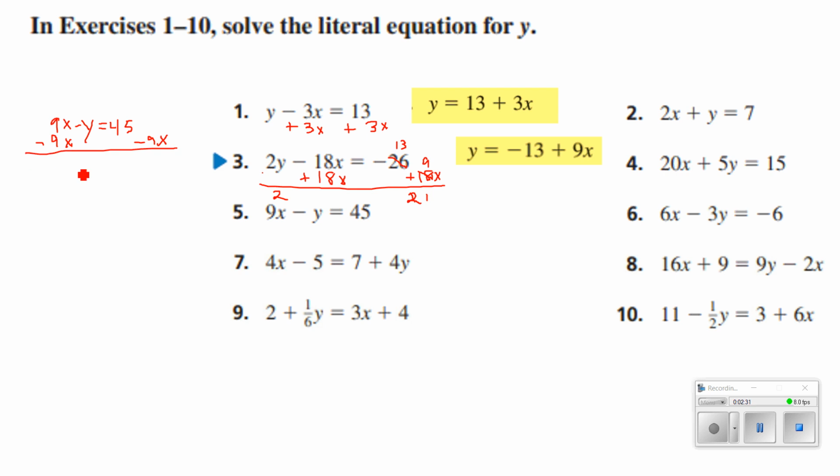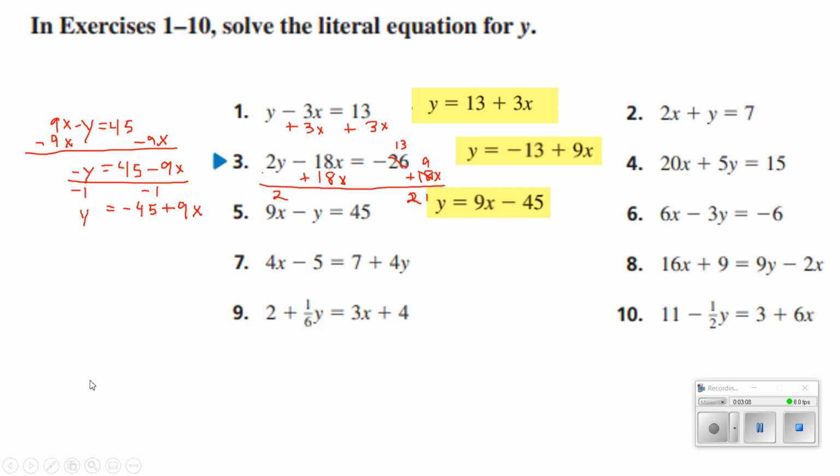If I do this nice and neat, it would look more like negative y equals 45 minus 9x. Now I need to divide the negative side away. So I'll divide it by negative 1, which means I'll divide this side by negative 1. Y is by itself, and then I'll have a negative 45 plus 9x. Y equals 9x minus 45. Same thing. All they did was switch these around.